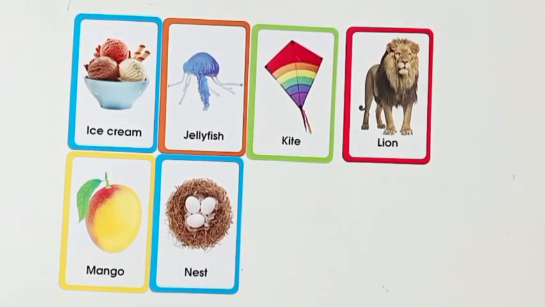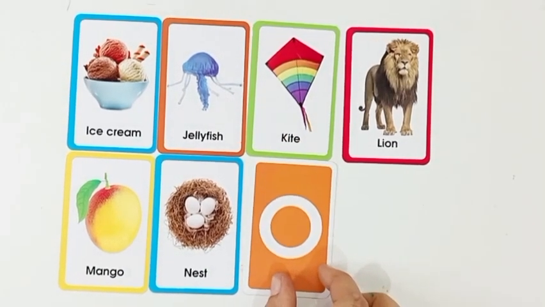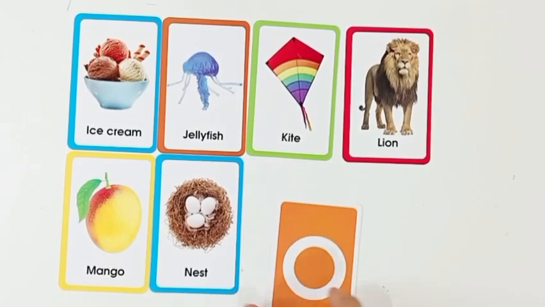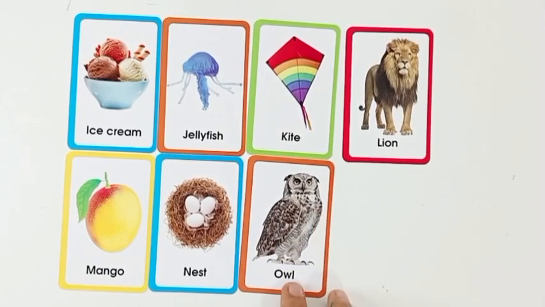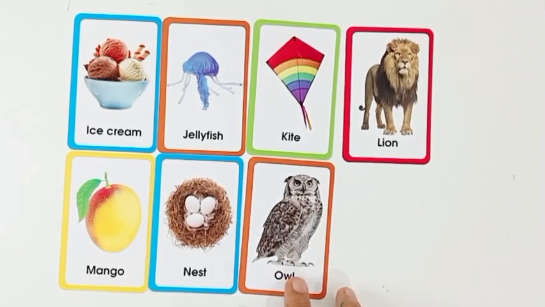O. This is capital letter O. O for owl. O-W-L, owl. This is owl.